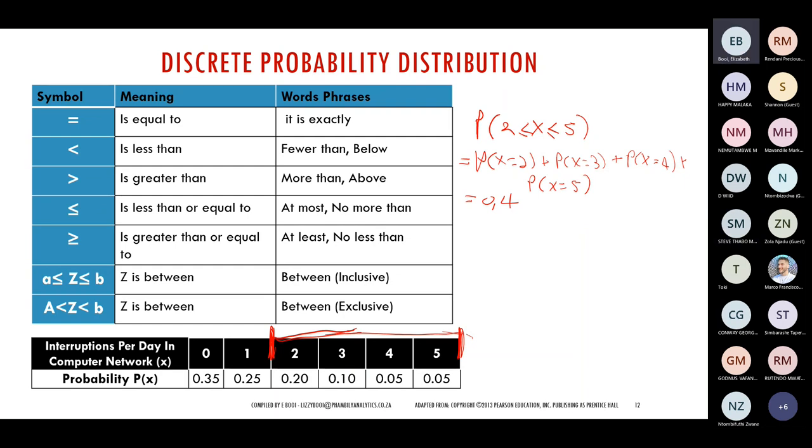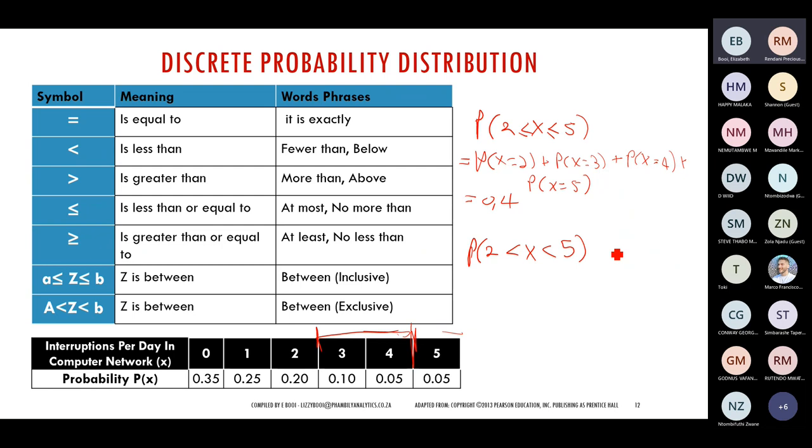If they ask you, what is the probability that X is between 2 and 5, but exclusive? It means it doesn't include 2 and 5. It will be any value greater than 2, not including 2, and less than 5, not including 5.